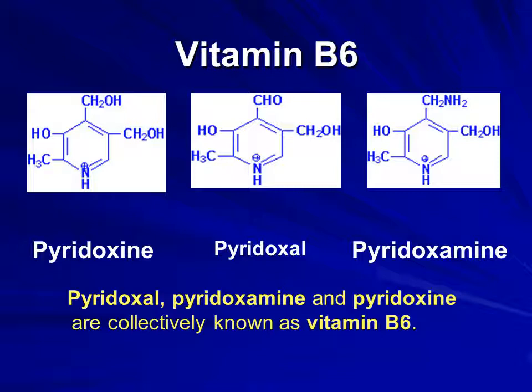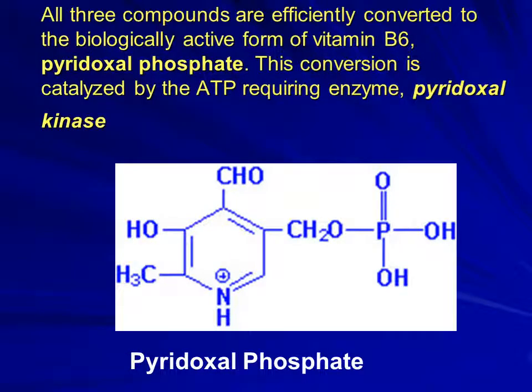Vitamin B6 is present in three forms: pyridoxal, pyridoxamine and pyridoxine, all collectively called vitamin B6. All three compounds are efficiently converted to the biologically active form of vitamin B6, which is pyridoxal phosphate. This conversion is catalyzed by the ATP-requiring enzyme pyridoxal kinase.